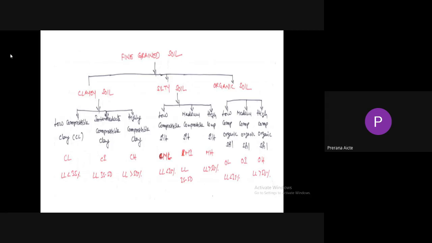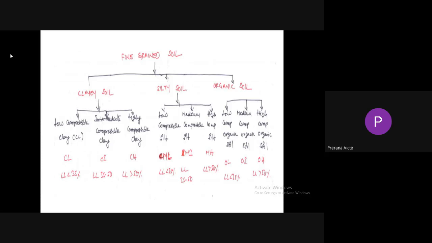Depending upon the liquid limit, the soil is classified into three categories: low compressible, intermediate compressible, and high compressible. It is called low compressible when the liquid limit is less than 35%, intermediate compressible when the liquid limit is 35 to 50%, and highly compressible when the liquid limit is greater than 50%.